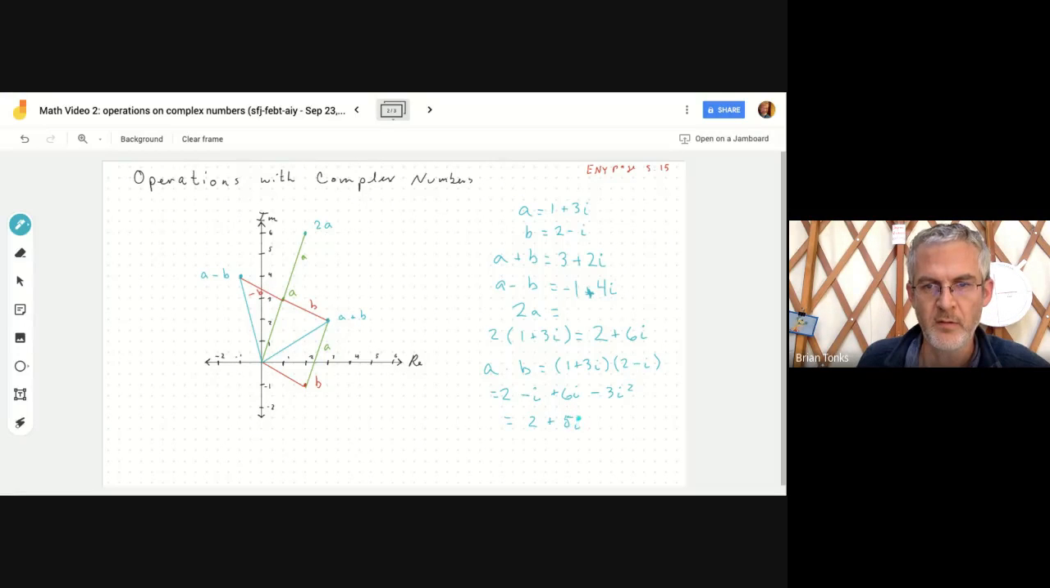Okay. And then minus 3i squared. Well, I know that i squared is equal to negative 1. So that's minus 3 times negative 1. So I have 2 minus negative 3, so that gives me 5. So I have 5 plus 5i, which we can come over here and plot.